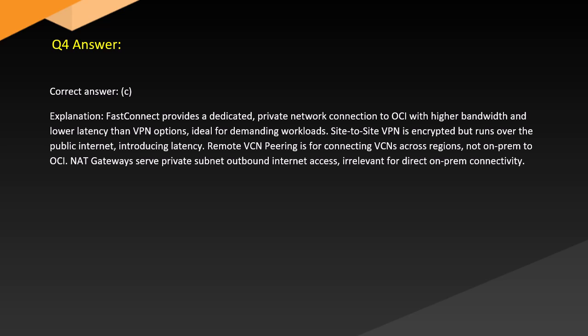Answer. Correct answer: C. Explanation. FastConnect provides a dedicated private network connection to OCI with higher bandwidth and lower latency than VPNs, ideal for demanding workloads. Site-to-site VPN is encrypted but runs over the public internet, introducing latency. Remote VCN peering is for connecting VCNs across regions, not on-prem to OCI. NAT gateway serves private subnet outbound internet access, not direct on-prem connectivity.